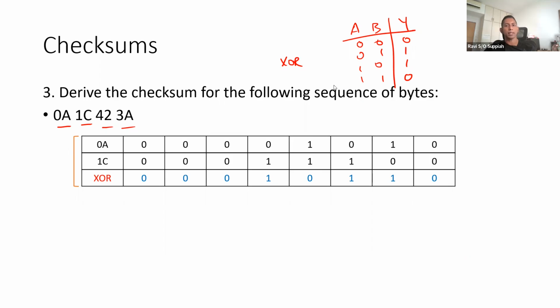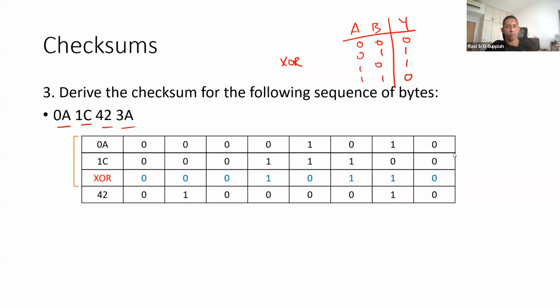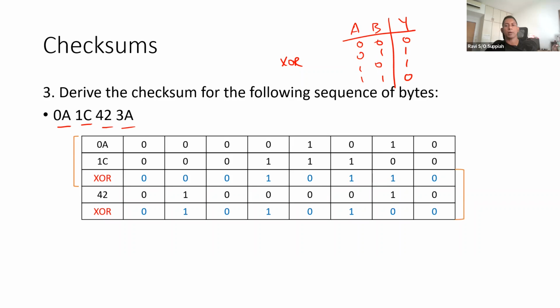Okay, so this is just binary conversion, hexadecimal to binary conversion. So you just do the bit by bit exclusive OR, and then you get the first result. And then from there, you perform the exclusive OR with the next byte. So the next byte is 42. So again, I perform the exclusive OR operation. Okay, and I get one more result.